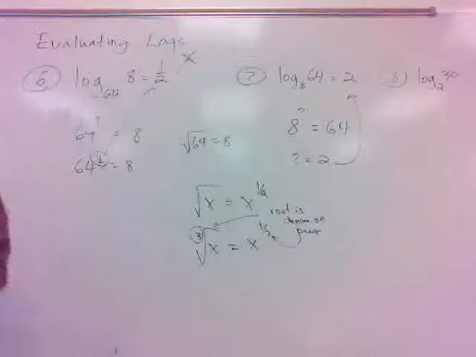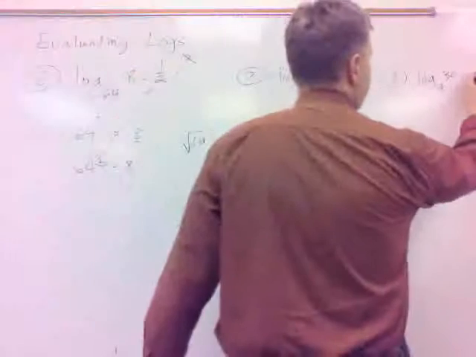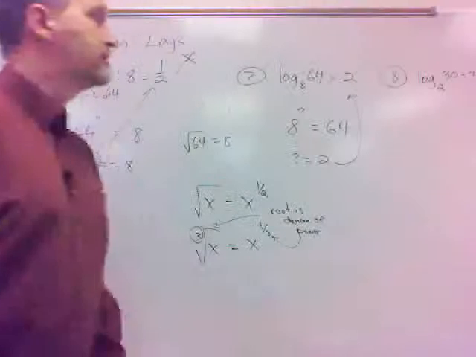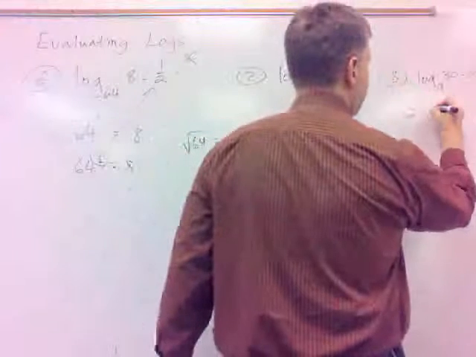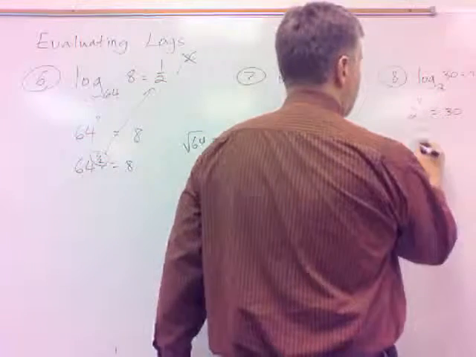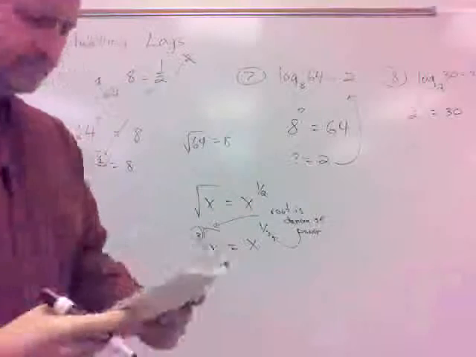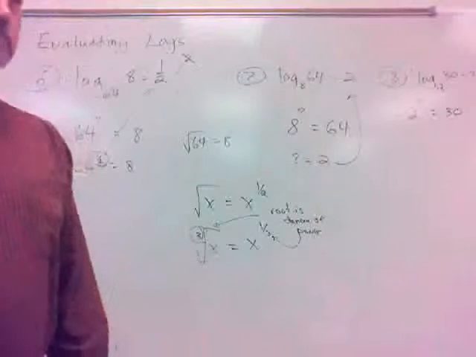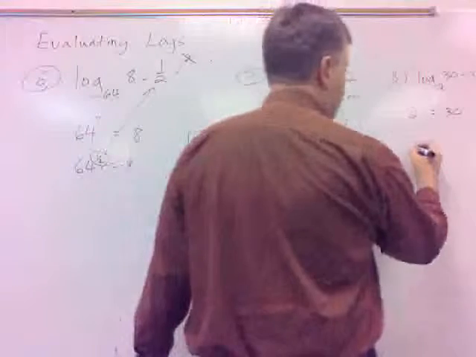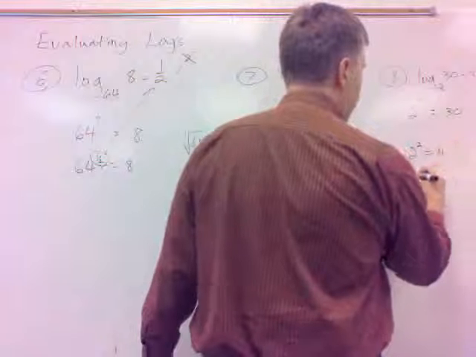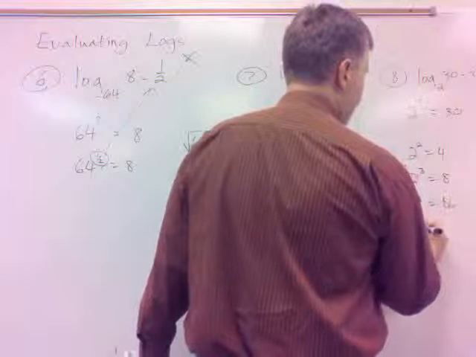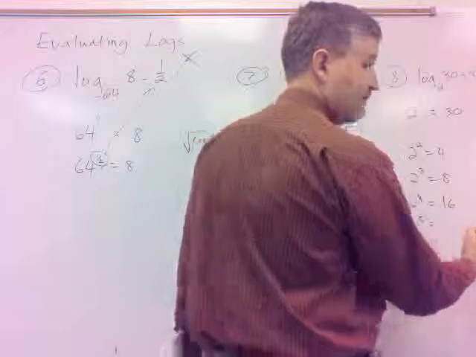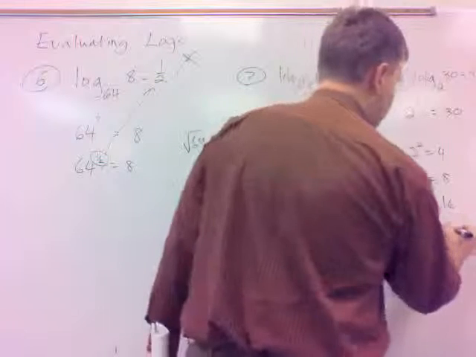What about the log base 2 of 30? That equals what? Well, we're looking for 2 to what power gives me 30? Well, if you don't know what it is, just try powers. 2 to the second is 4. 2 to the third is 8. 2 to the fourth is 16. 2 to the fifth, what is it? What's 2 to the fifth? 32.